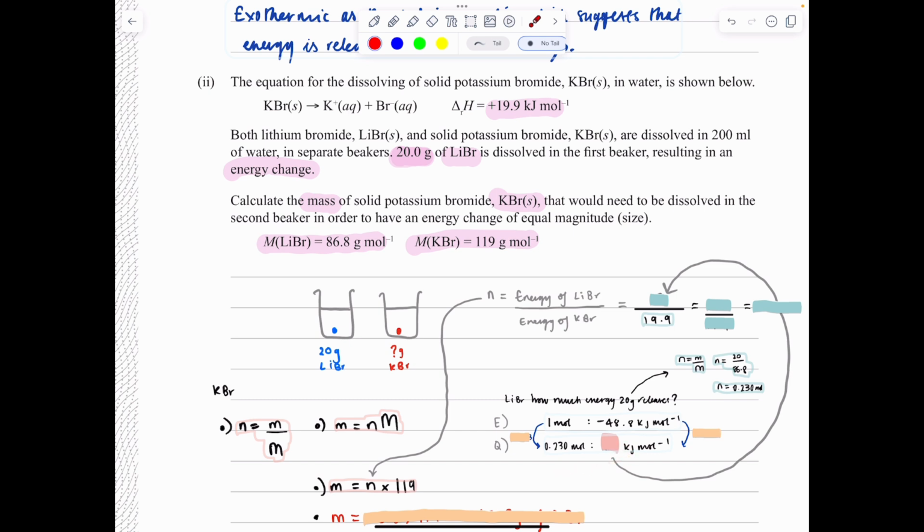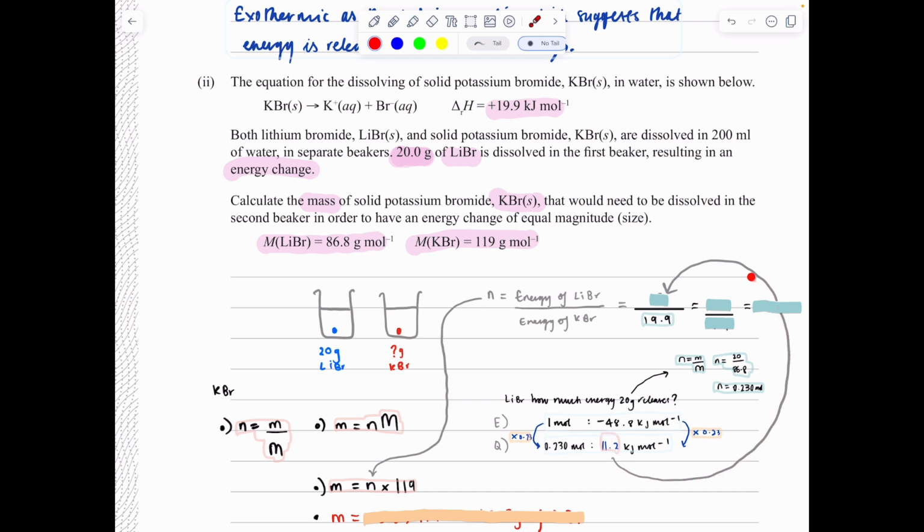Well, what I have to do is get from 1 mole to 0.23 mole. I have to find the common multiplier. And that is 0.23. The way I worked that out was 0.23 divided by 1, and that gave me the common multiplier. What I do to this side is what I have to do to the other side. So, negative 48.8 times 0.23, and that gives me 11.2. So, 1 mole releases negative 48.8 from the equation. In the question, with the information that we've been given, 20 grams, which we've converted to 0.230 moles, will give off 11.2 kilojoules.